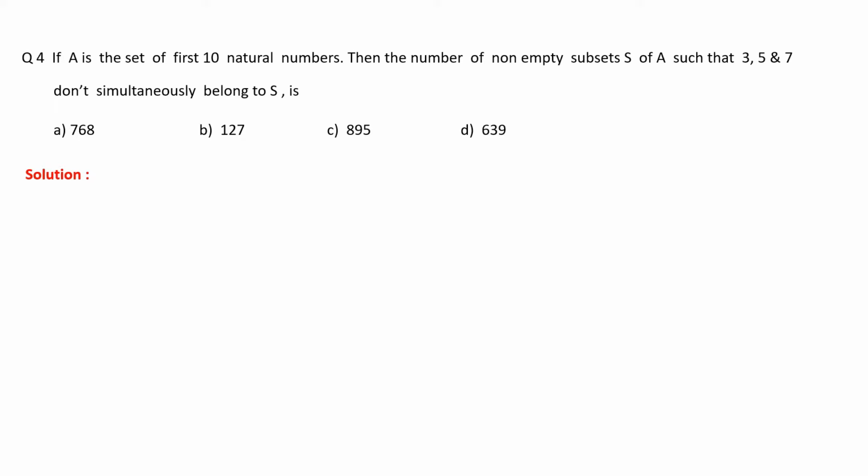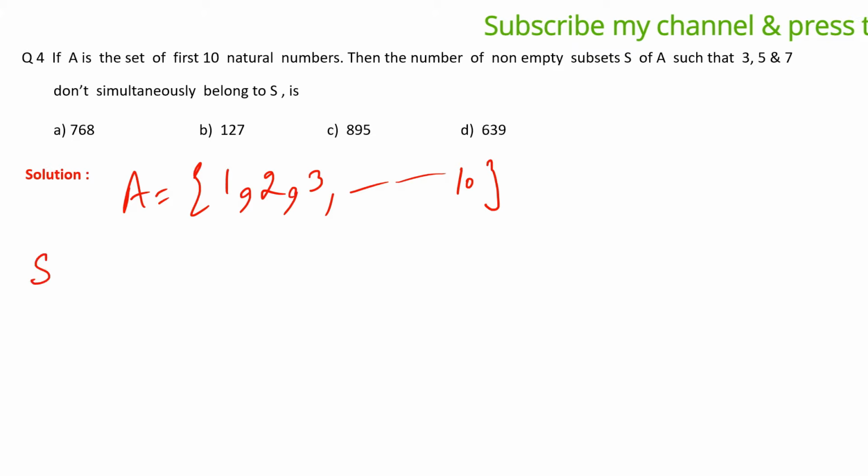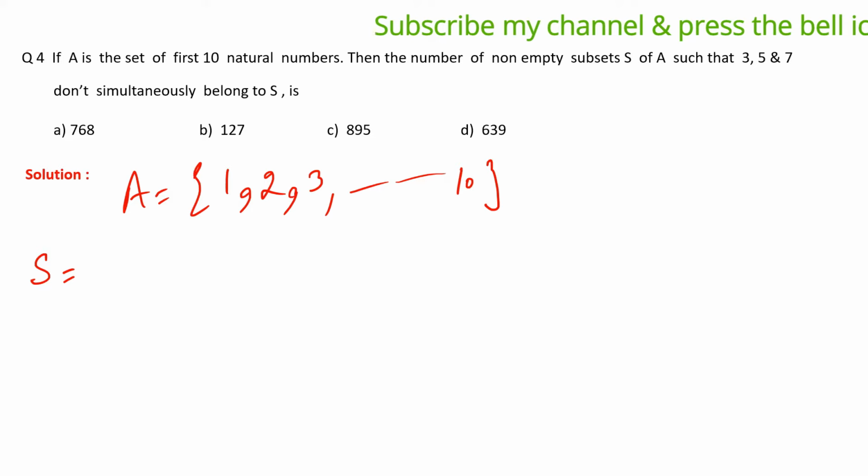Now students, this is our next problem. It's a simple question but involves a very important concept. The question says: if A is the set of first 10 natural numbers, that is, A is the set comprising numbers like 1, 2, 3 and so on till 10, then find the number of non-empty subsets S of A such that 3, 5 and 7 do not simultaneously belong to S. That means we have to find the total number of non-empty subsets S of A such that 3, 5 and 7 must not occur simultaneously in them.